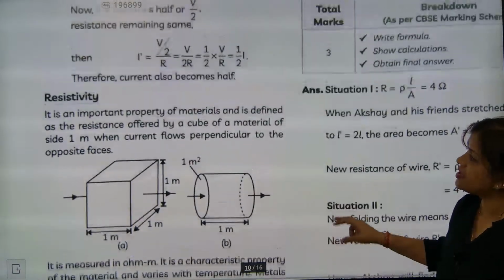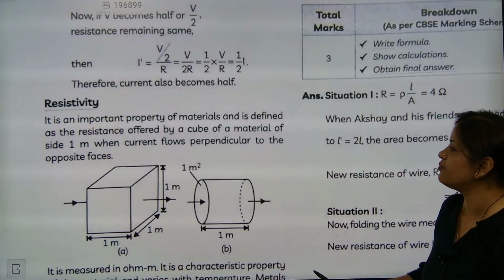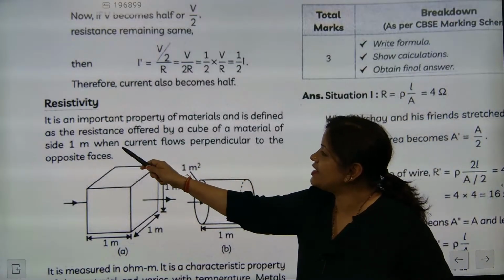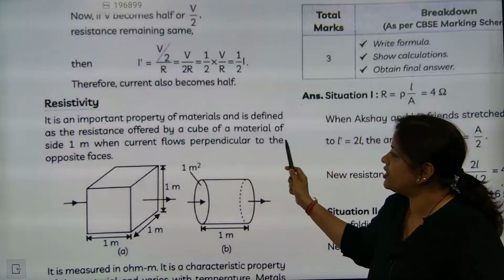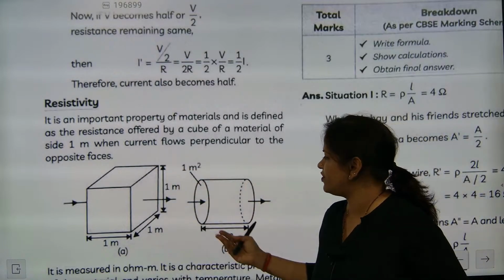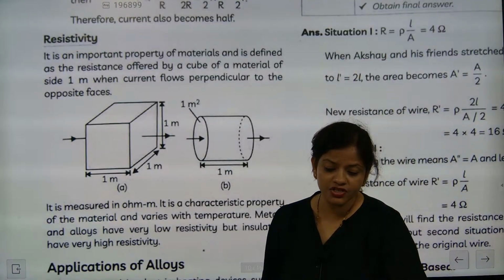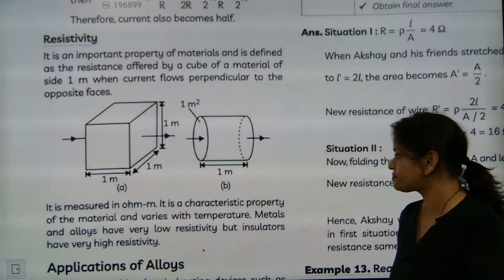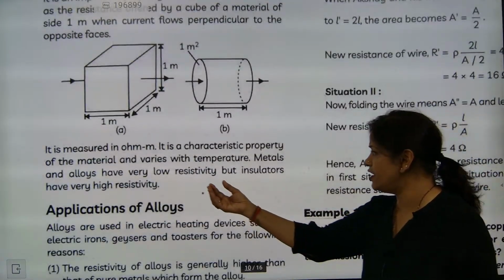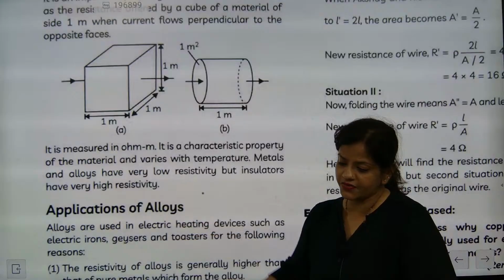Now resistivity, see, look here, what is the resistivity and why is resistivity important? It is an important property of a material and it is defined as the resistance offered by a cube of material of side 1 meter when current flows perpendicular to the opposite face. That's what resistivity is. And resistivity depends upon the nature of the material. Metals and alloys have very low resistivity, but insulators have very high resistivity. Okay.